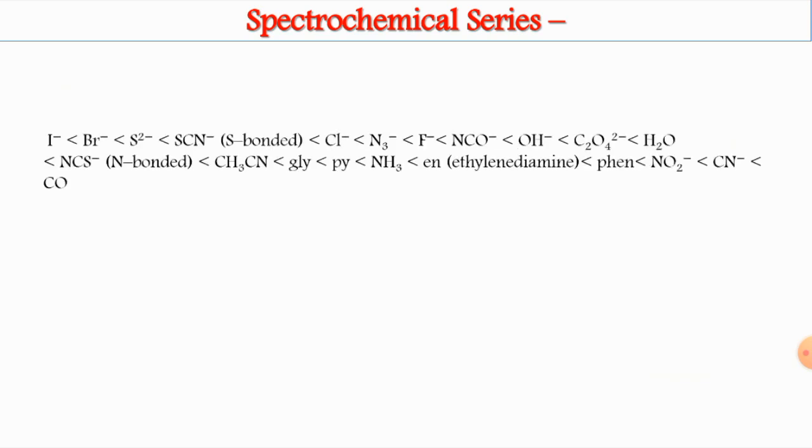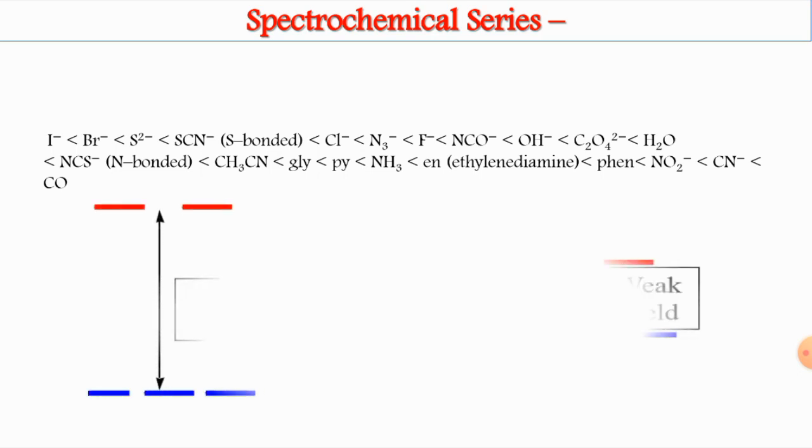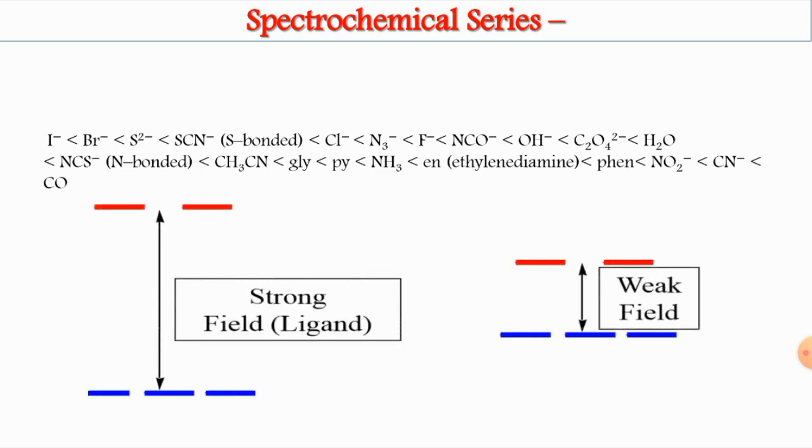Next to that, you know the spectrochemical series. This is the whole spectrochemical series. Based on that, strong field ligand means what? The ligands which interact very strongly with the metal ion, due to that reason repulsion will be more, and the splitting will be more.